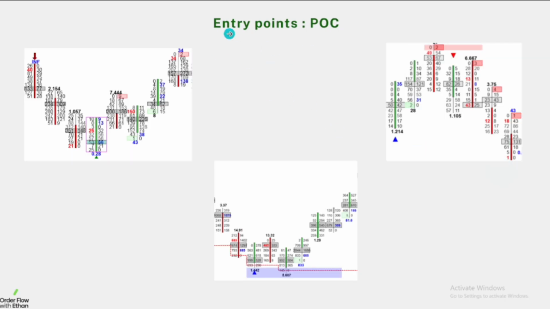So great entry points are always the POC. POC, if you don't know, is the level with the most volume traded in a candle. So here, as you can see, at this point we have traded more volume than at any other level of the candle. So this is where we had the most volume traded, and if there's an entry point or exit point, the market just goes to that level, then goes up.